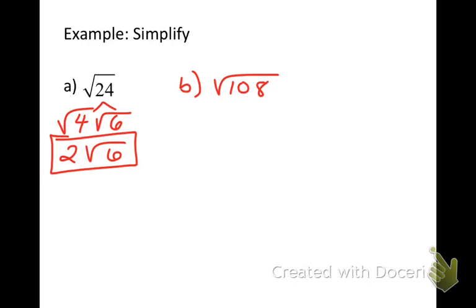9 and 12. 9 times 12. That would work. It's not going to be our most simplified form, and that's okay. So the square root of 9 goes to 3, but now I'm left with a square root of 12. Can the square root of 12 simplify further?